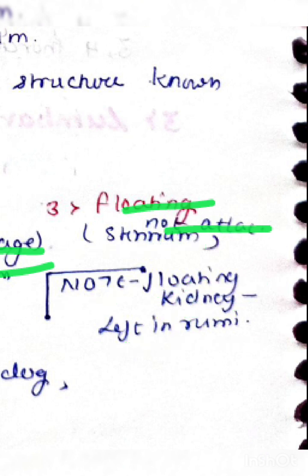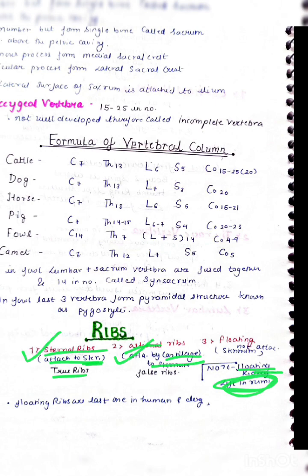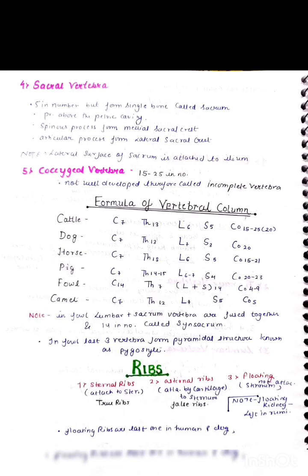Let me make it clear that floating is a common word, therefore I have written it here. The floating ribs have no attachment to the sternum, so these are known as floating ribs, and the floating kidney is present on the left in ruminants. The floating rib is the last one in human and dog. As we know, human and dog are very similar in anatomy, so the floating rib is the last one, the same in humans and dogs.